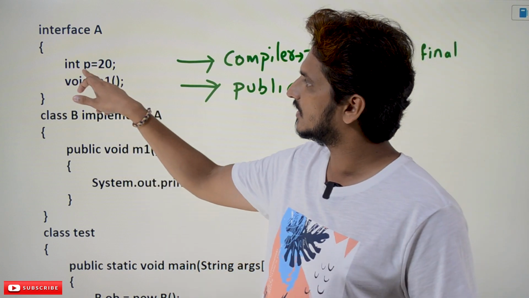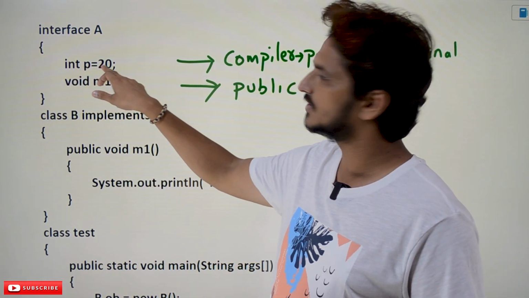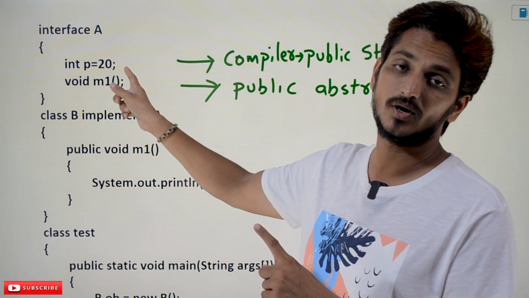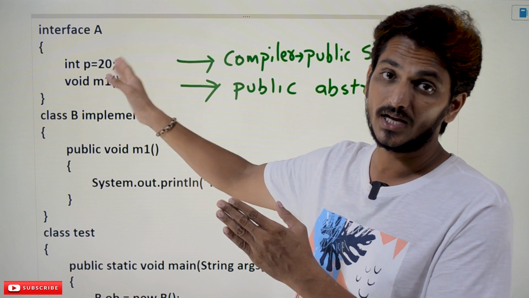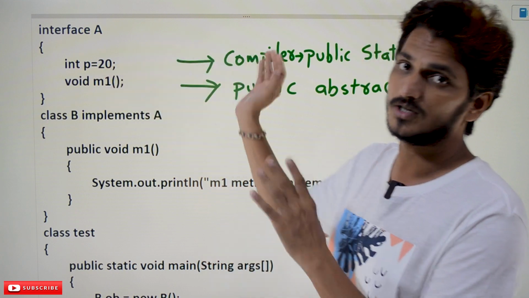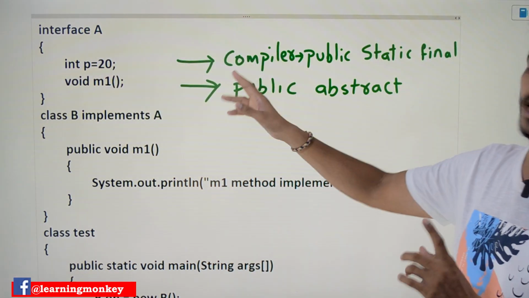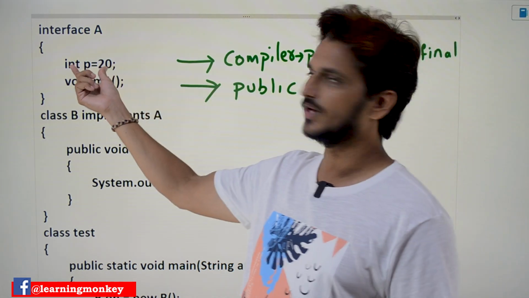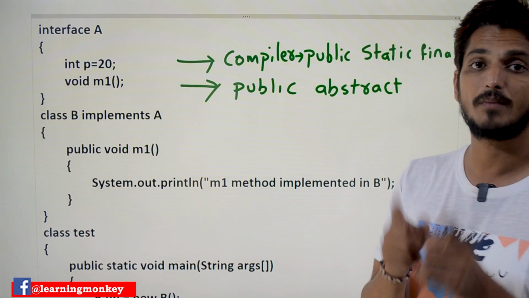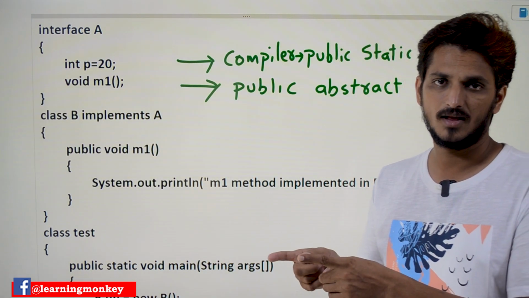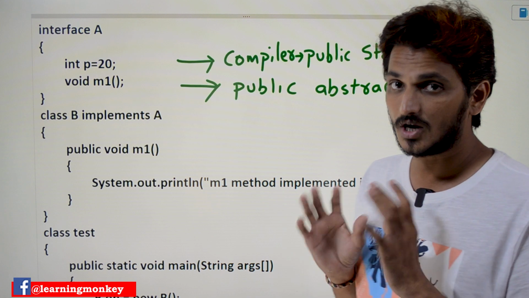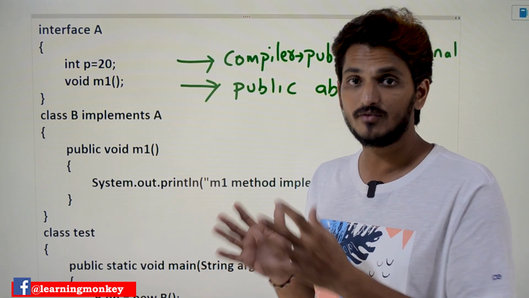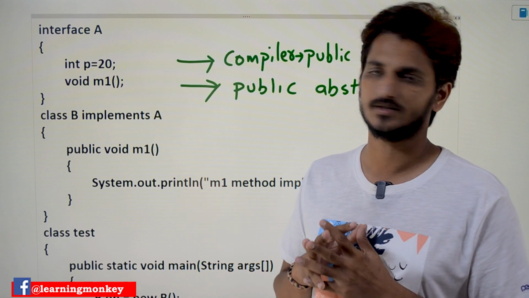See here, we defined a variable int p is equal to 20. Even though we defined it as int p is equal to 20, the compiler is going to convert it into public static final. That means before this variable, it is going to add public static final, because interfaces should contain only static constants. Other variables are not allowed in interfaces.